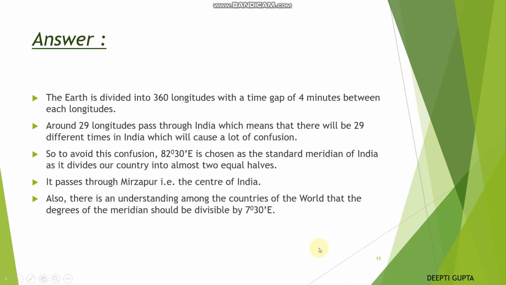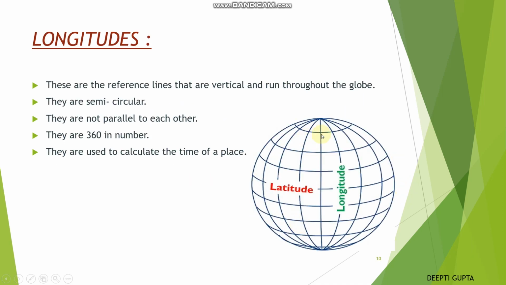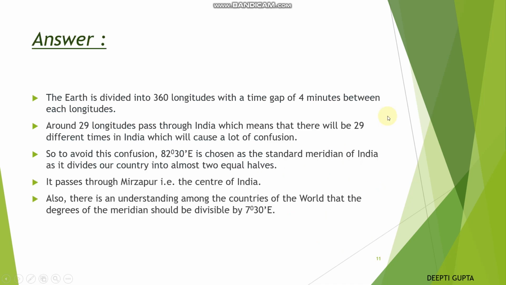Now coming to the answer of that question, the earth is divided into 360 longitudes with a time gap of 4 minutes between each longitude. In this figure you can see the longitudinal lines. The time gap between two longitudes is 4 minutes, right? Around 29 longitudes pass through India. So how many longitudes pass through India? That is 29, which means that there will be 29 different times in India. Just imagine, 29 different times in India.